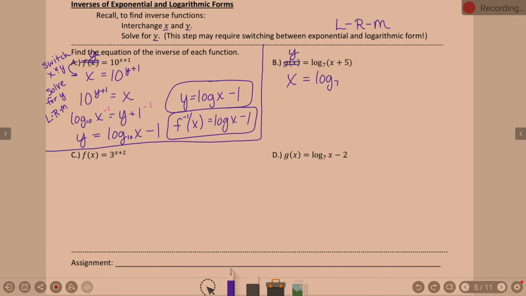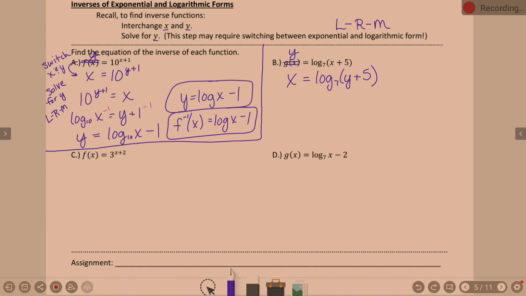Log base 7, instead of x plus 5, I'm going to say y plus 5. Okay. I switched my location of x and y. My job is to solve for y. What's the problem with solving for y right now? It's in the parentheses inside that log. So this is where we're going to have to use left, right, middle.